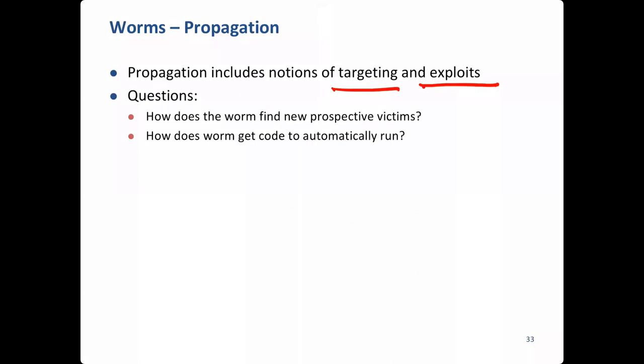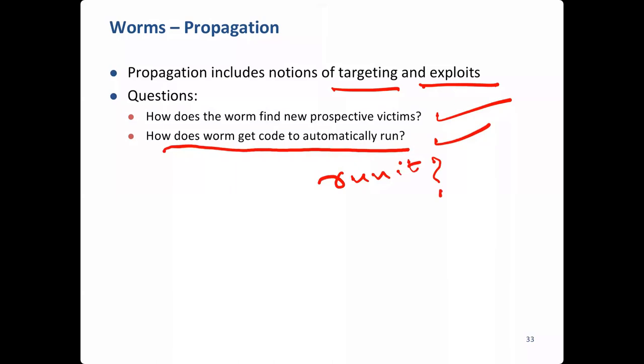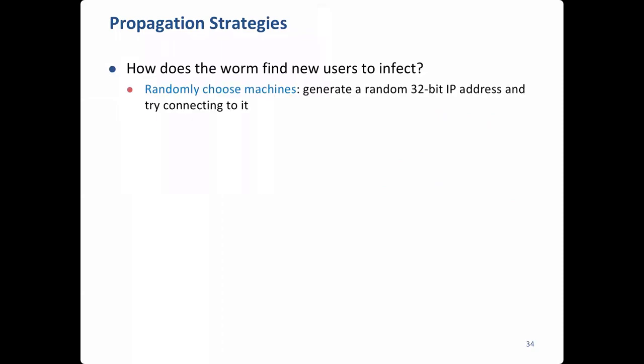So the question is: how does it find where to spread to? And also, how does a worm get code to continuously run? Somebody has to run it. How does it happen? Think about it, right? We are rushing through this because we have very short time. We cannot go through everything, right? This is about malware. So how does it find new users to infect?